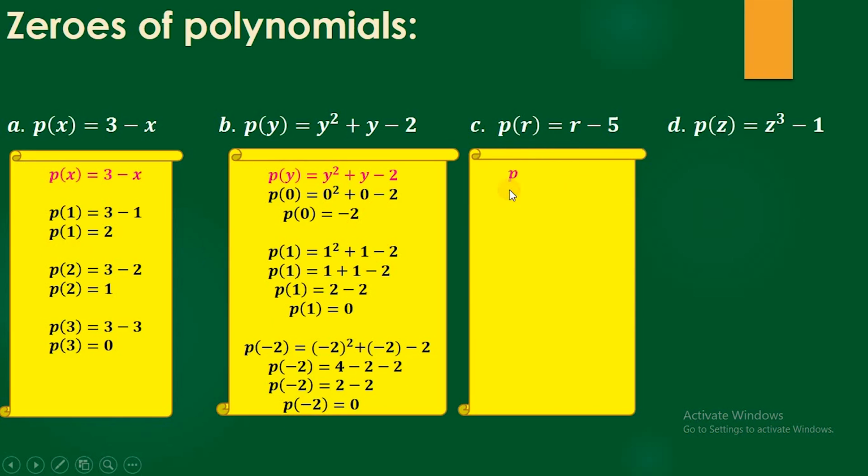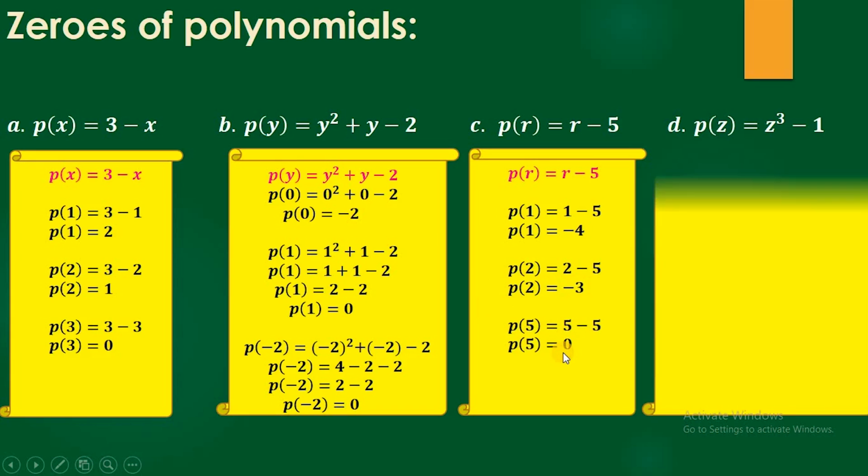Okay, p of r here equal to r minus 5, and if I put 1 in place of r, I'll get 1 minus 5, so it will give minus 4. Now if I take r equal to 2, then I'll get 2 minus 5, which is equal to minus 3, and if I put r equal to 5, then I'll get 5 minus 5, which is equal to 0.